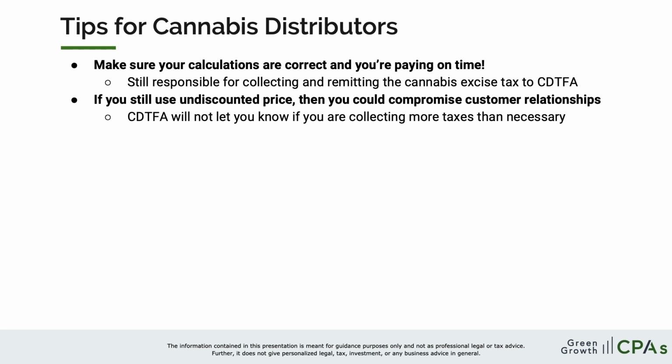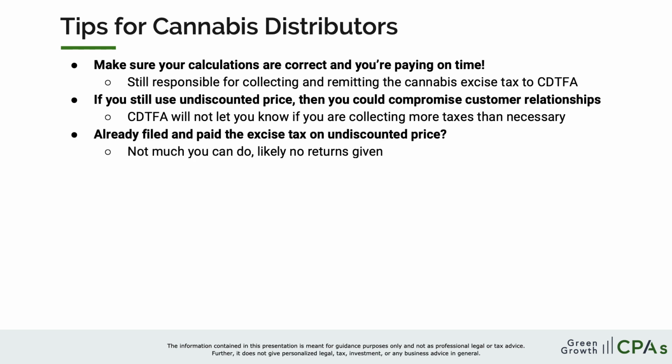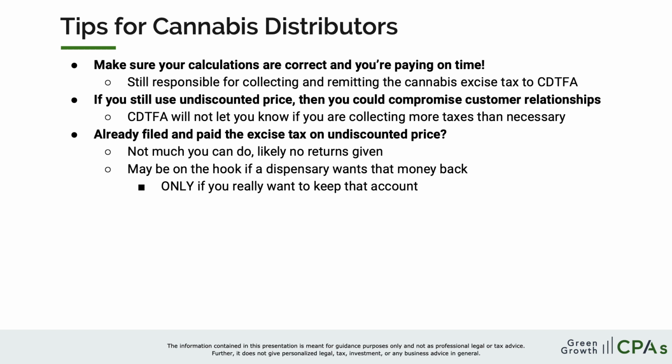Now, the state authorities are not going to let you know that you're over-collecting taxes and paying more than necessary. So if you filed and paid excise tax for any previous months, for right now, we're doing this video in March, so if it's January or February you're looking at and you overpaid, and you've already calculated using that undiscounted price, then there's probably not much you can do. The state has already taken custody of that money, and our team does not foresee them giving any returns to distributors for not calculating and using this new discounted price calculation.